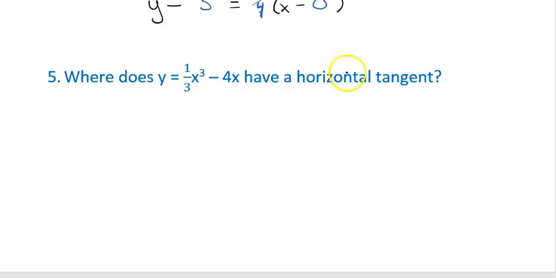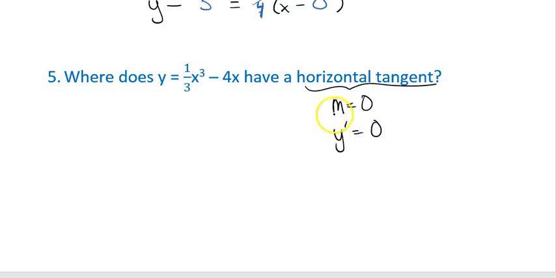Okay, for example 5, I'm going to change it up a little bit. I did ask you this type of question before we learned all of the derivative shortcut rules, and so this really makes you understand the derivative again. We have a function. We want to know where it has a horizontal tangent. What do you know if the tangent is horizontal? The slope is 0.